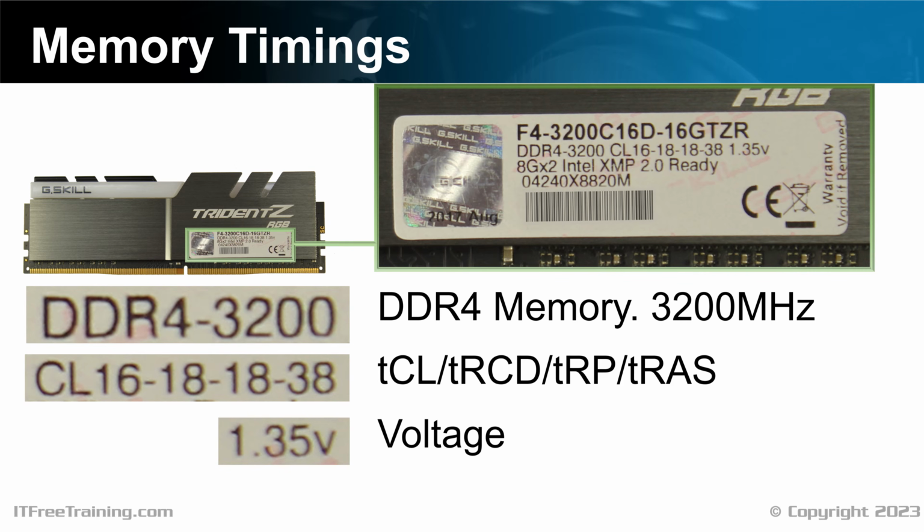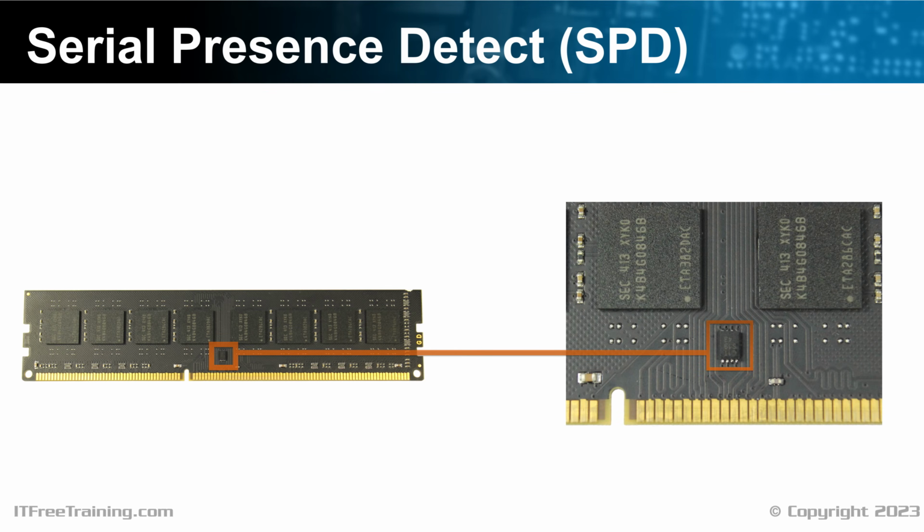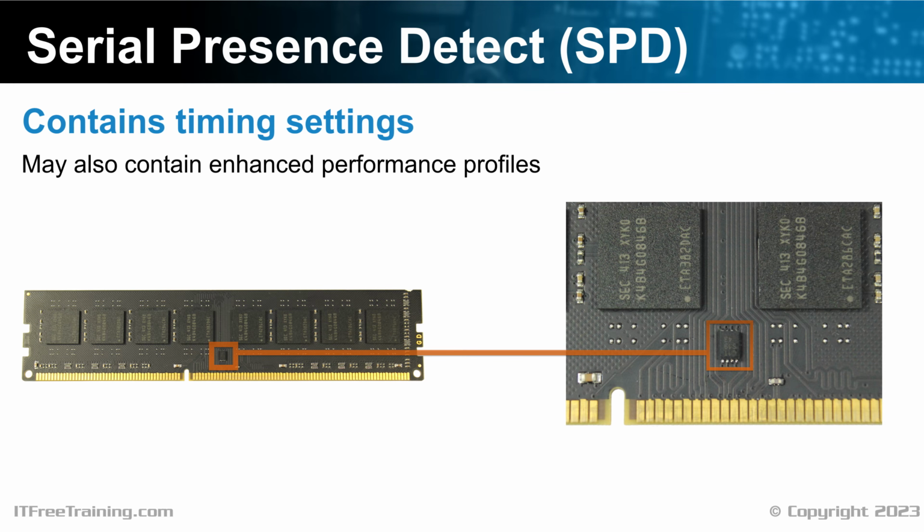Before I have a look at the timings in more detail, I will first have a look at how the BIOS gets these timings from the memory module. Modern memory modules contain a small chip on them called the Serial Presence Detect, or SPD chip. This chip contains the basic timing settings for the memory module. Manufacturers tend to be conservative with their timings to ensure the memory module works correctly in all computer systems. The SPD chip may also contain enhanced performance profiles. These are a different set of memory timings which will give you better performance. The risk, of course, in using these profiles is that it may reduce the stability of your computer system.